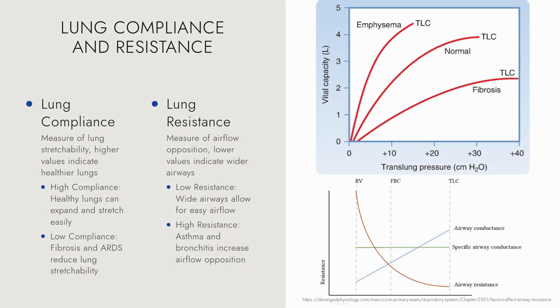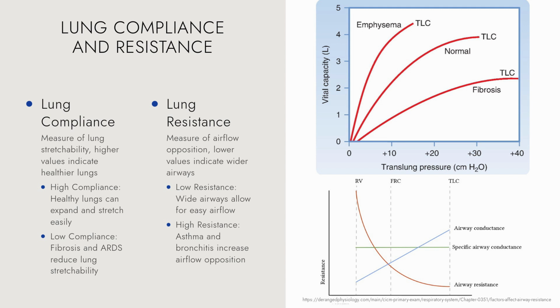Lung compliance and resistance. Compliance measures how easily lungs expand, high in healthy lungs, low in stiff conditions like fibrosis or ARDS, requiring higher ventilatory pressures. Resistance reflects airflow ease, low in wide airways but high in narrowed ones, such as in asthma.